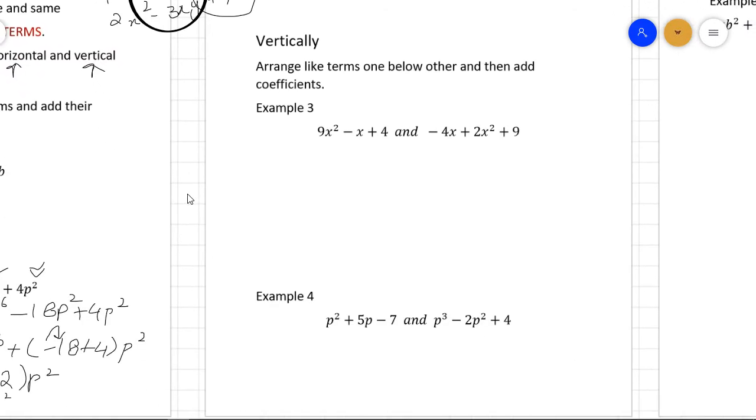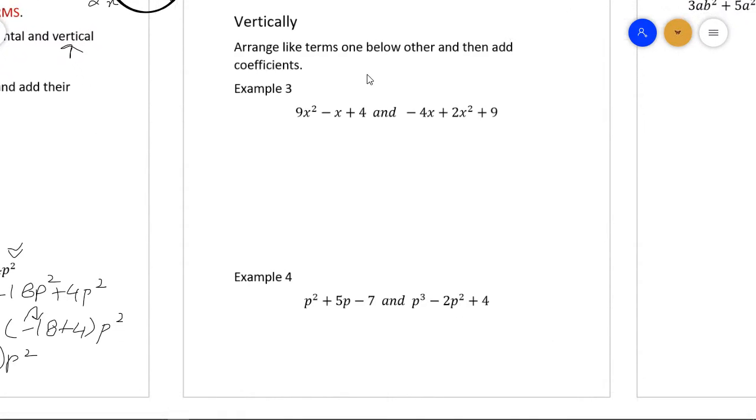Going to the next thing, which is how we can add the polynomials vertically. Okay, let's start. First we have to arrange like terms one below the other and then add coefficients. Arrange like terms one below the other. Okay, first we have the example 9x square minus x plus 4 and minus 4x plus 2x square plus 9.